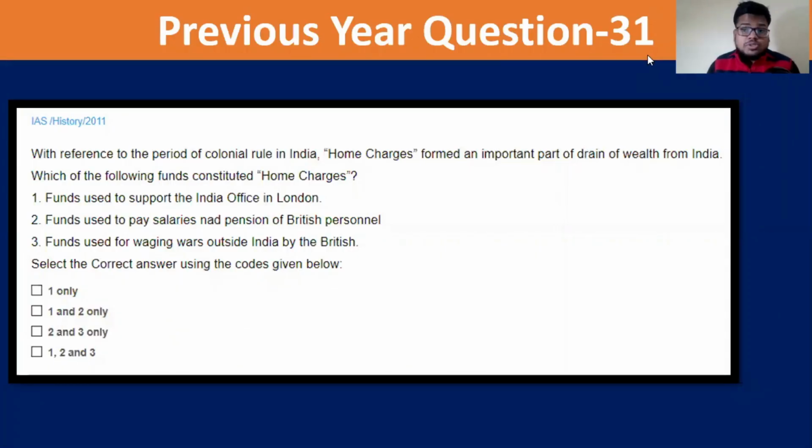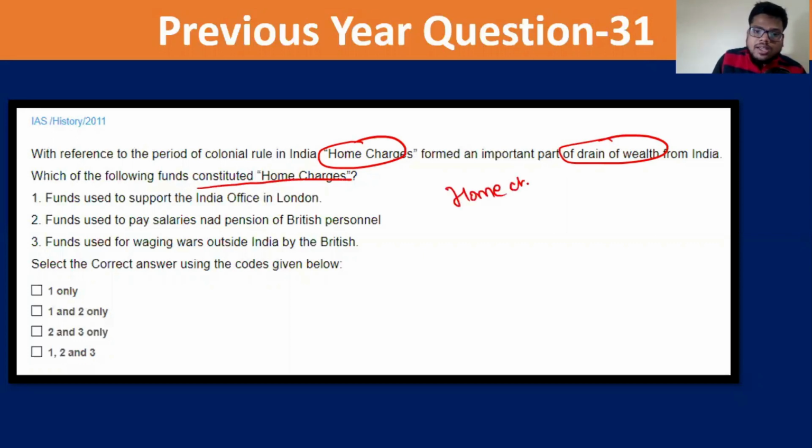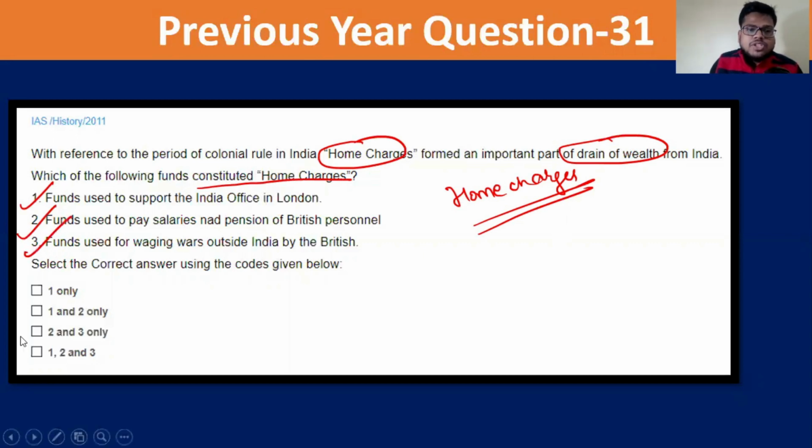So let us solve some questions first. The first question is a 2011 UPSC question. With reference to the period of the colonial rule in India, the home charges form an important part of the drain of wealth from India. Which of the following funds constitute the home charges? From the name itself, home charges. Last time we discussed in detail what these home charges are. The options: funds used to support the Indian office in London; funds used to pay salary and pension of the British personnel; funds used for waging war outside India by the British. You can pause the video and try to answer the question. It's a good question.